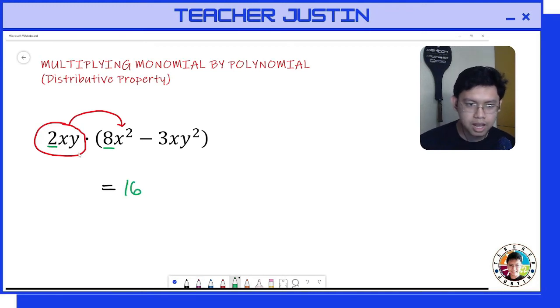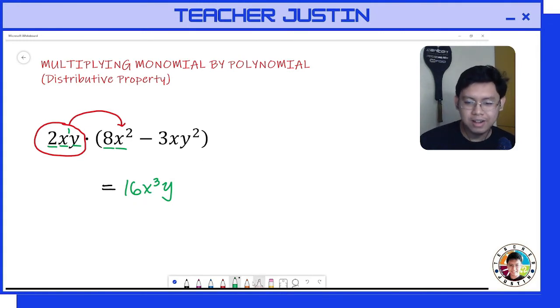Then let's multiply x by x squared. So x times x squared. So we copy the base, x, and then add the exponent. So there is an invisible 1 here. So 1 plus 2, that is 3. And then, since y doesn't have any partner, we will just copy y. So their product will be 16x cubed y.